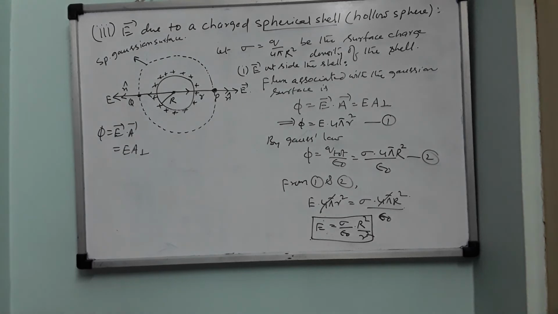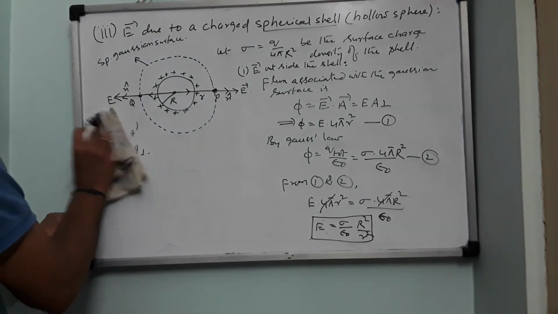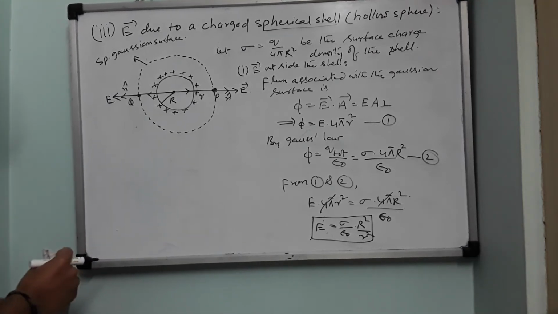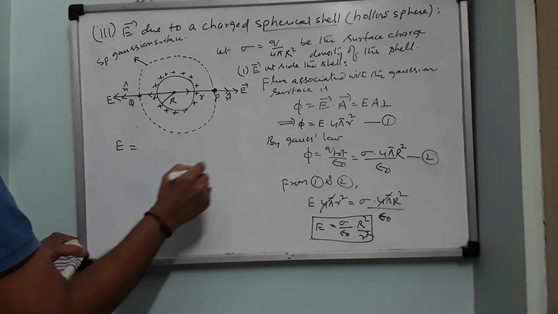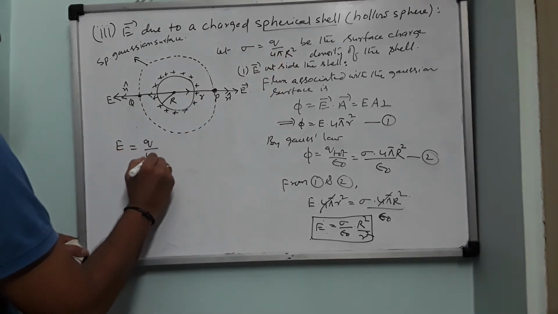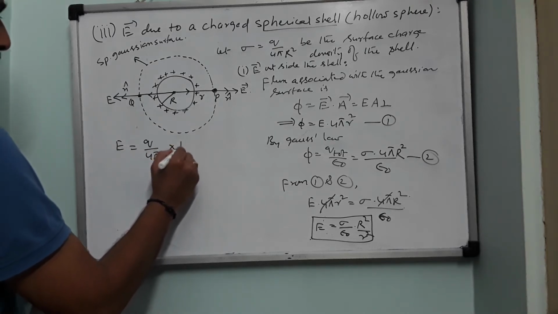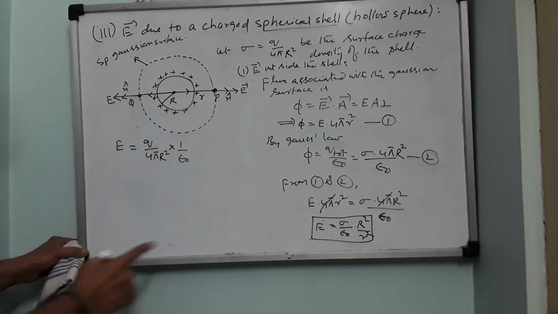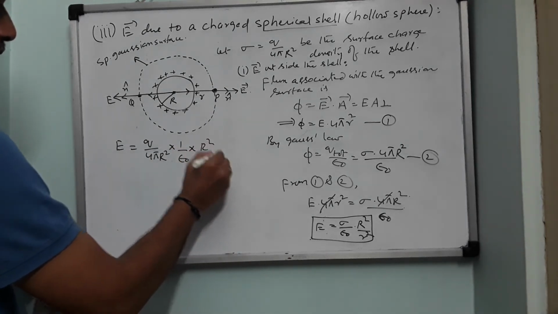Electric field outside the shell. Now this can be further simplified, the box equation can be further simplified: E equals sigma, where sigma is nothing but Q by 4 pi r square, whole divided by epsilon naught. So 1 by epsilon naught will come here, into capital R square by small r square.